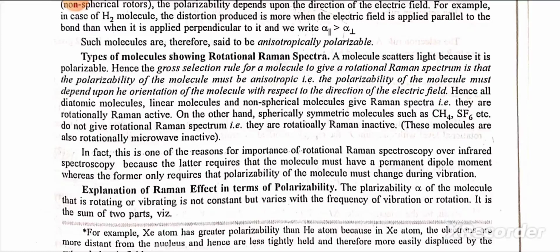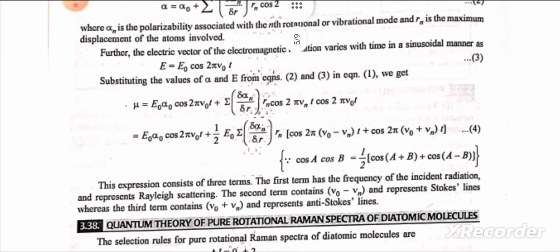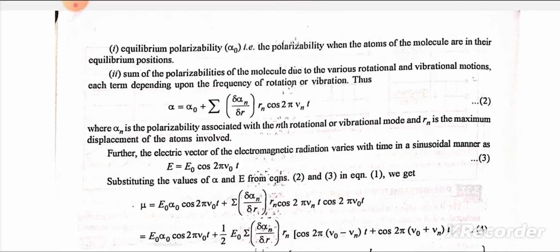Explanation of Raman effect in terms of polarizability. The polarizability alpha of the molecule that is rotating or vibrating is not constant but varies with the frequency of vibration or rotation. It is the sum of two parts. First, the equilibrium polarizability alpha naught, that is, the polarizability when the atoms of the molecule are in their equilibrium positions. Second, the sum of the polarizabilities of the molecule due to the various rotational and vibrational motions, each term depending upon the frequency of rotation or vibration.